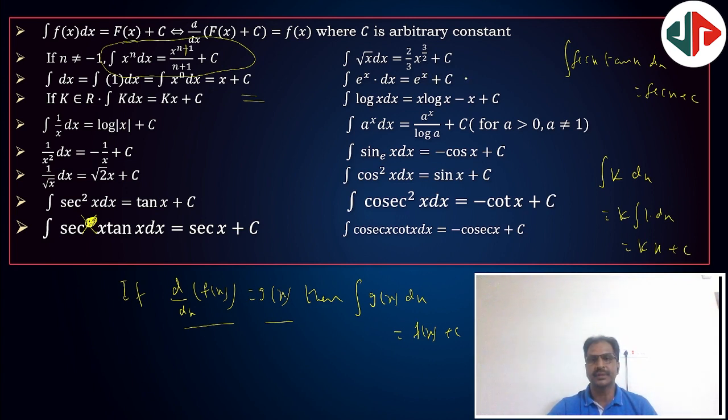Integral e power x dx is e power x plus c. Integral log x is x log x minus x plus c. Integral a power x dx is a power x by log a base e plus c. Here, e should not be there. Integral sin x is minus cos x. Integral cos x is sin x. Integral cosecant square x is minus cot x. Integral cosecant x cot x is minus cosecant x plus c. These are the list of standard integrals which you need to remember.